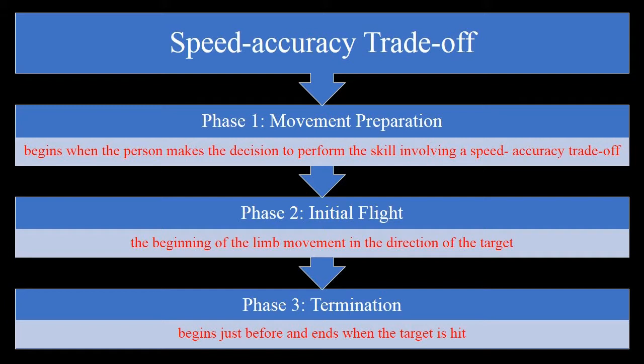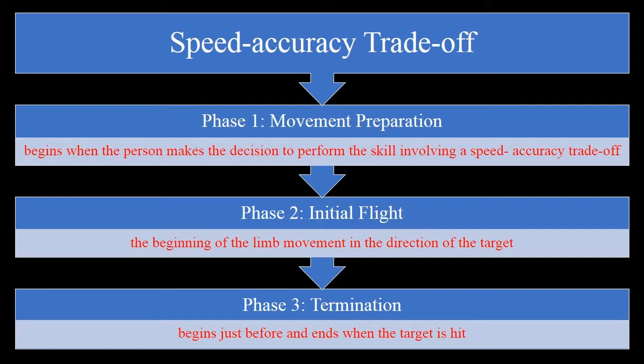The movement preparation phase begins when the person makes the decision to perform the skill involving a speed-accuracy trade-off. In this phase, the person uses vision to determine the regulatory conditions that characterize the environmental context in which the action will occur. Initial flight phase is the first movement phase. It includes the beginning of the limb movement in the direction of the target. This movement is relatively fast, that is, ballistic, and occurs without the influence of sensory feedback, that is, open-loop control. The role of vision is very minimal in this phase.